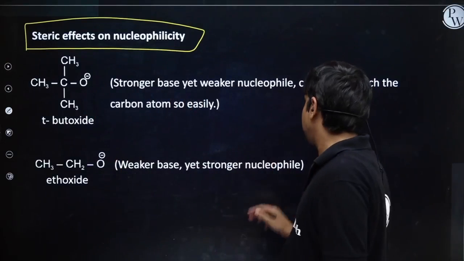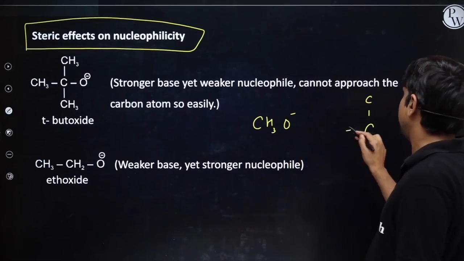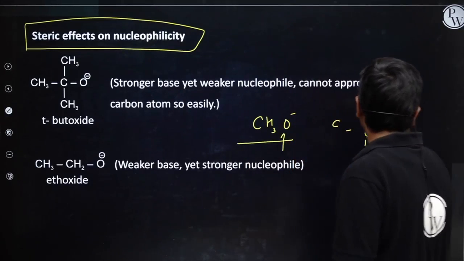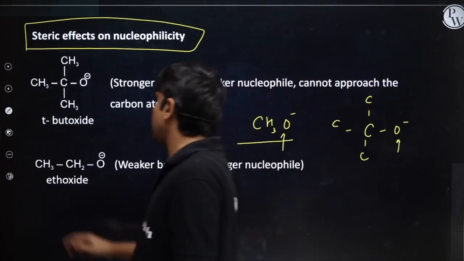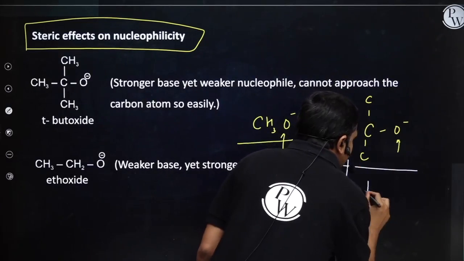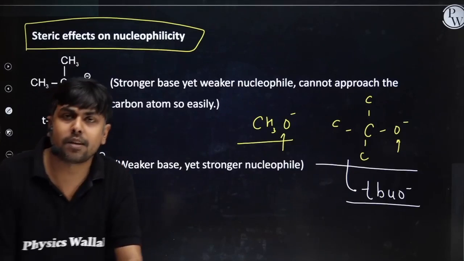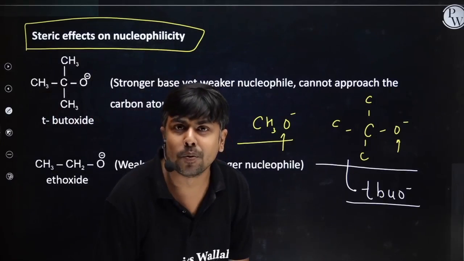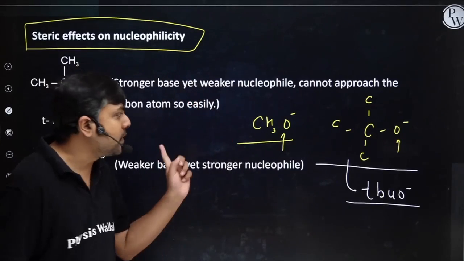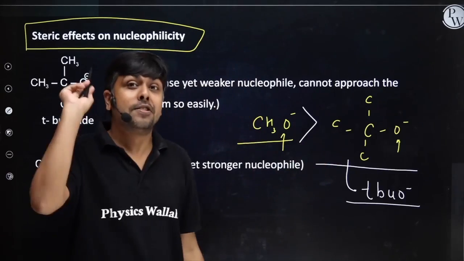So if I take this example, CH3O minus and this one, tert-butoxide, (CH3)3CO minus. In both cases, the donor atom is oxygen. Now, in which case is steric crowding more? In case of tert-butoxide ion, t-BuO minus. This is the tert-butoxide ion. In case of tert-butoxide ion, steric crowding is more, mobility will be less, so nucleophilic strength will be less. So which one is a better nucleophile? CH3O minus is a better nucleophile.